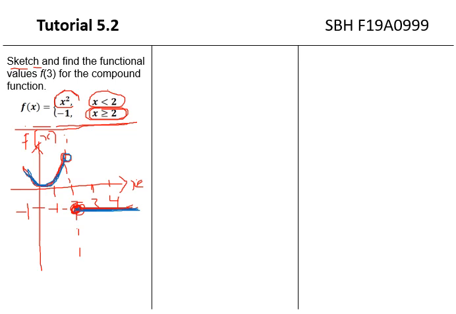So the next question is we want to find the value of f(3). The input is 3. When the function has the input 3, which section does it fall under? Here, right? x is greater than 2. 3 falls here. So when f has the input 3, from the graph, it is negative 1. Even from the equation itself, it is negative 1.